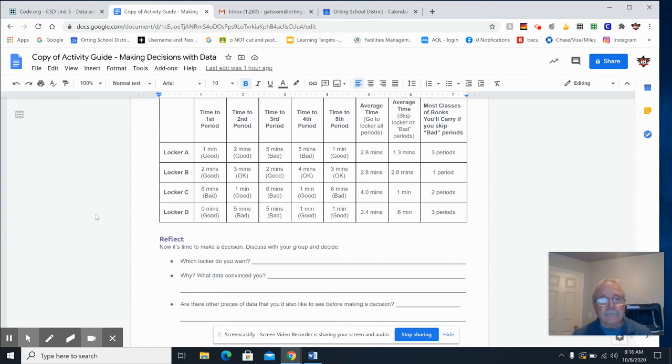Okay, the last one. Are there other pieces of data that you'd also like to see before making a decision? Okay. How about where your friends are? I mean, we all know we want to go where our friends are and check out our friends in between classes and talk for a couple minutes. It's kind of a given. That's what we always do. It's just part of it. So maybe where our friends are. Where's my friend's locker at? Is it close by? Is it far away? That might be another consideration in your locker decision.